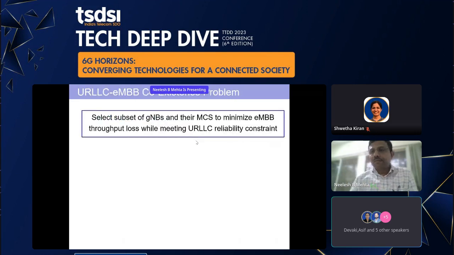So essentially the problem of URLLC EMBB coexistence is the following. How do you choose the modulation encoding scheme for a URLLC user that's going to preempt the EMBB users? And how do you choose which base stations are going to cooperate? If more base stations cooperate, then you have a better SNR, but then you're stealing resources from many more EMBB users. So how do you choose the base stations and their modulation encoding schemes to meet the tight URLLC reliability constraint while minimizing the damage it causes to the EMBB users? So minimize the EMBB throughput loss.